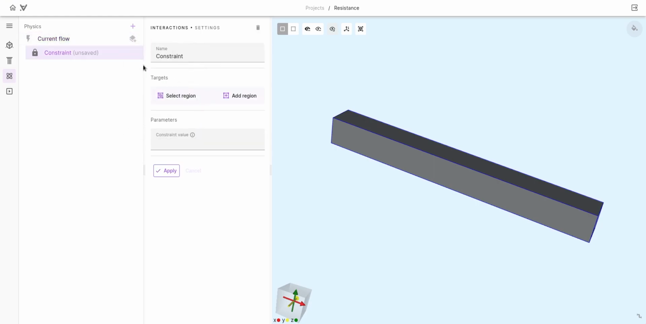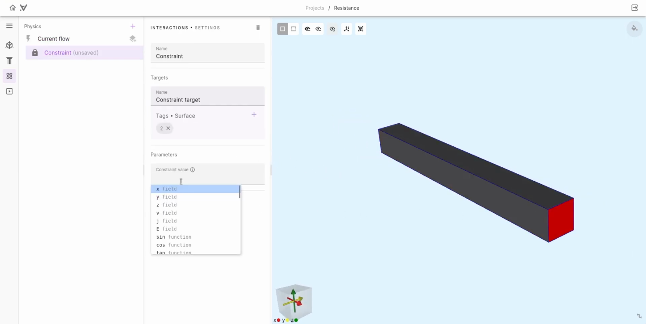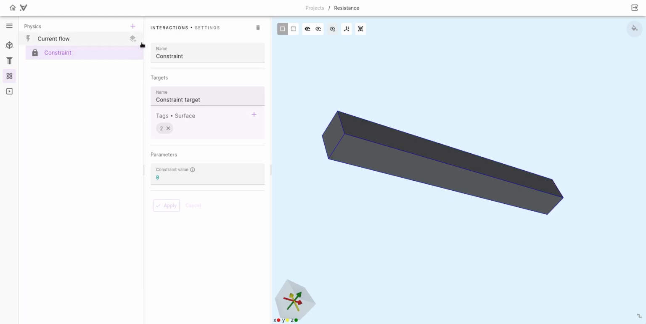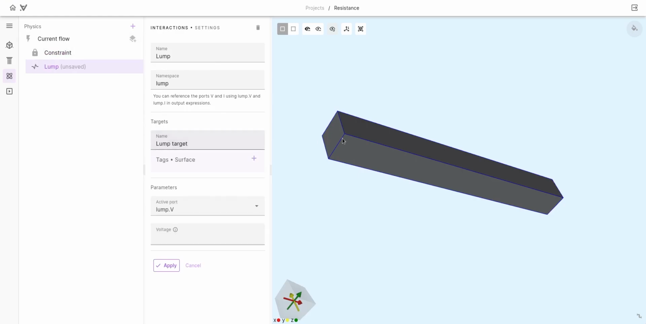Then we apply a constraint on the right surface with 0 electric potential value. And then, in order to compute the resistance, we need to know both the voltage on the left side as well as the total current flowing in. So we'll add a lump interaction, and we will add it on this surface.